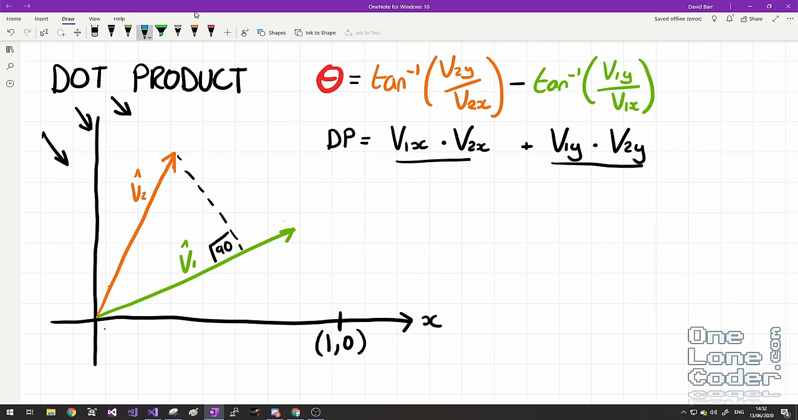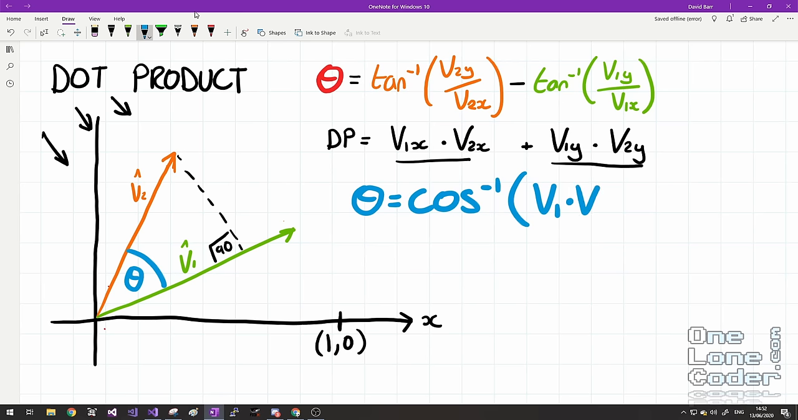And so assuming we're working with unit vectors, we can calculate that angle as simply being cos to the minus 1 of the dot product between the two vectors. And that's usually represented literally by a dot. But I emphasize, this is for unit vectors. If you don't have unit vectors, you're going to have to calculate the magnitudes first.